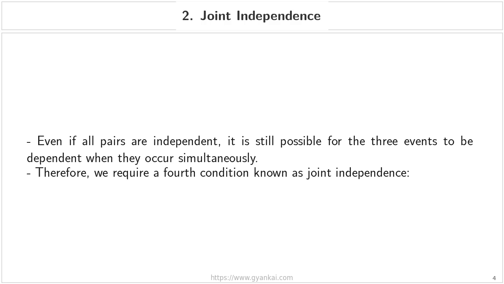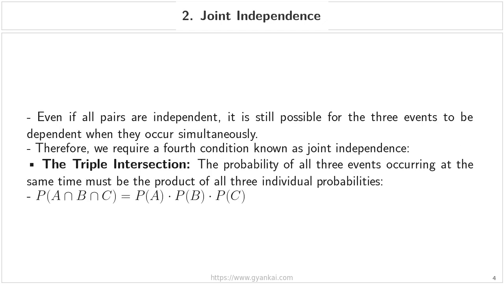Therefore, to truly claim mutual independence, we require one additional, fourth condition known as joint independence. This condition focuses on what we call the triple intersection. This means we must check the probability of all three events, A, B, and C, occurring simultaneously. For this to hold true, the probability of A intersection B intersection C must be equal to the product of the individual probabilities: the probability of A times the probability of B times the probability of C. Once we verify this fourth condition alongside the three we just learned, we can move on to the formal definition and see how all these pieces fit together.